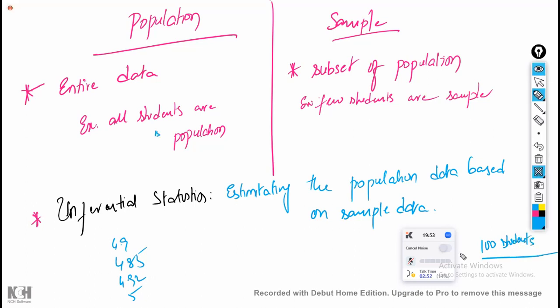Now, if I get the feedback from all the 100 students and take the average of that, then it is called as population average, because I have considered all the 100 students. Now, out of 100, only 99 students have given feedback. One student has not given. Then I am calculating the average on that 99. Now it is called as sample average, not the population average, right?